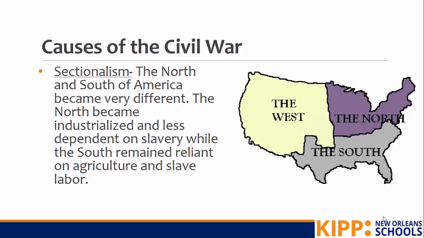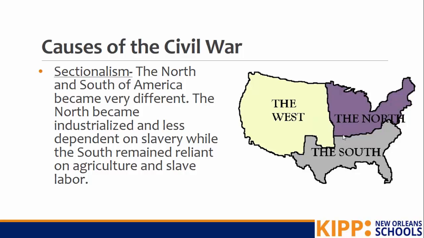We know that the Civil War was caused partially due to sectionalism. We know that the North and South of America became very, very different. Each section had their own economies and their own ways of life. We know that the North became very industrialized. That means they had a lot of factories, they had railroads.